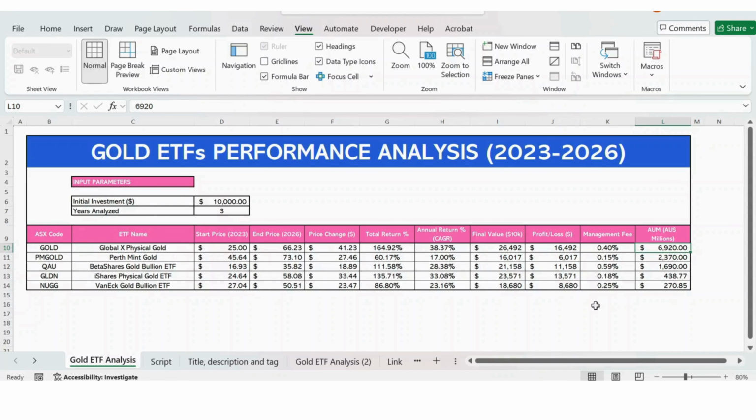So there you have it, a complete breakdown of Australia's top 5 gold ETFs and exactly how their returns are calculated. If you want this exact spreadsheet, the link is in the description below. You can plug in your own numbers and update the prices as new data comes out.